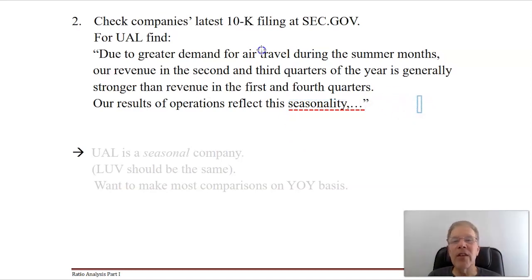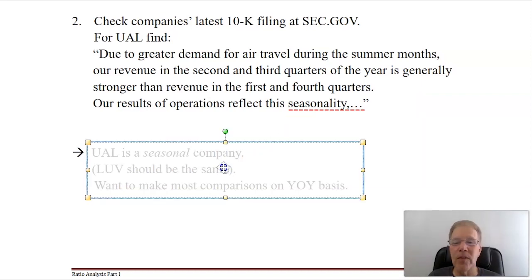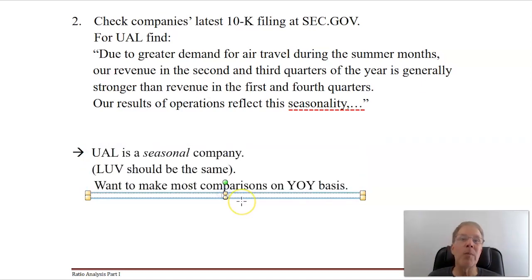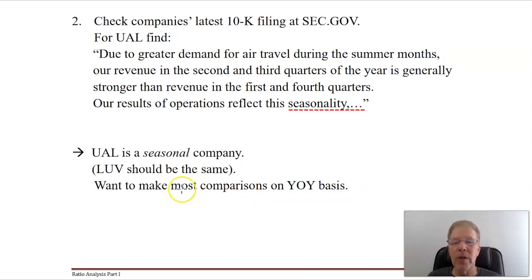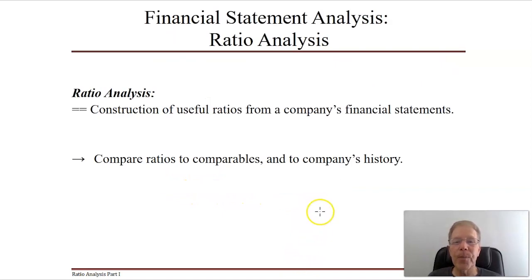Companies have to say in their 10Ks that they're seasonal if they believe they are seasonal. So you can just look that up, get that file, do a search for seasonality or season, and see what happens. Okay, so based on its own reporting to the SEC, which better be right, or it's fraud jail for them, and that ain't gonna be much fun for them, we're going to assume that they are a seasonal company. So we're going to want to make most comparisons on a year-on-year basis.